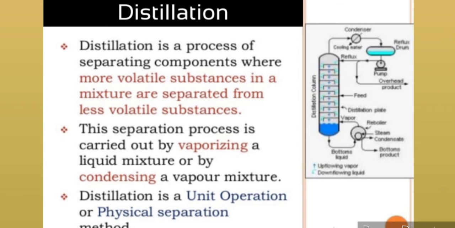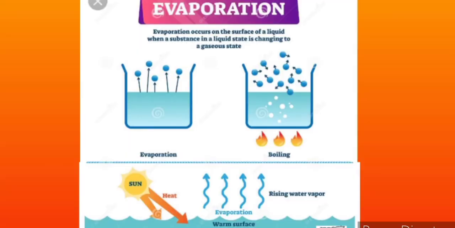So in distillation what happens? We take the solution and it is heated up. The liquid portion changes into the vapor and vapor can be condensed. Next process that we have is the evaporation. In evaporation what happens? The solution is heated and the liquid in the solution turns into the vapor form and the solid portion is left behind. Okay?